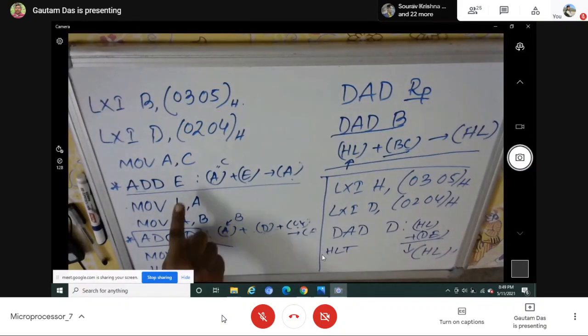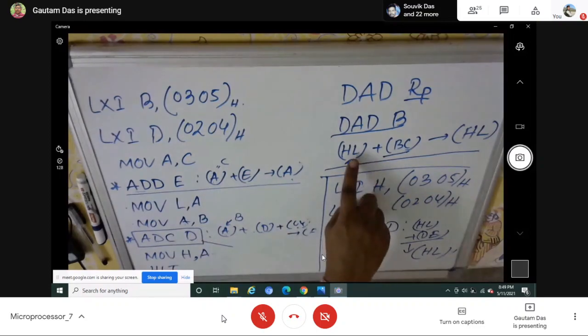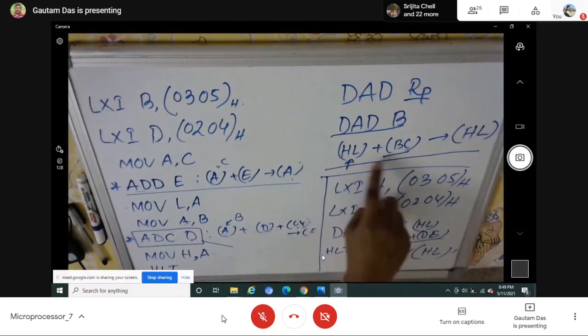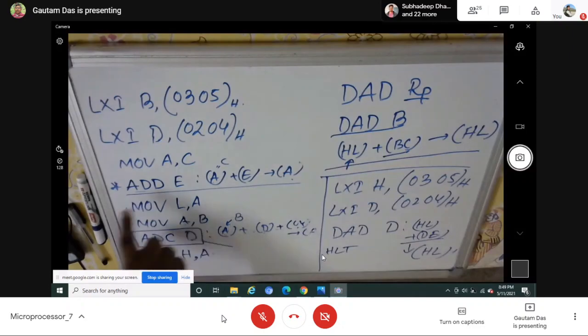This DAD B means HL plus BC. That means first it will do L plus C. Move the content of L into A, then it will add with C, just like this. That's why I have explained this. So actually addition will be done in the accumulator.